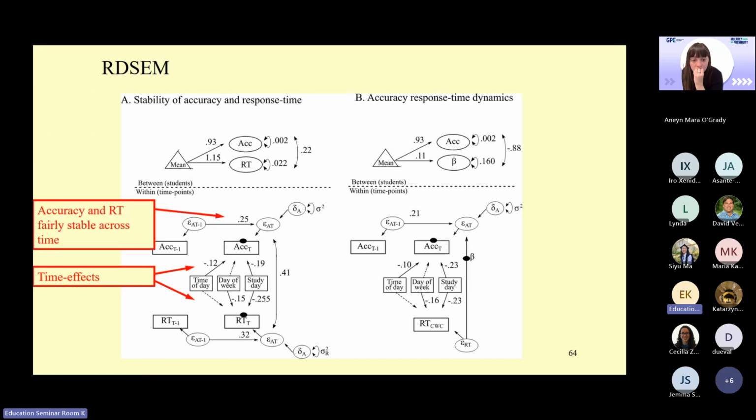The next coefficient is the accuracy and response time stability. They were fairly stable across time. And if you remember the autoregressive coefficients for the emotions, these were between 0.14 and 0.20 something. We see that the stability of accuracy is larger, and the stability of response time is also stronger than that of the emotions. So emotions come and go faster than response time and accuracy.